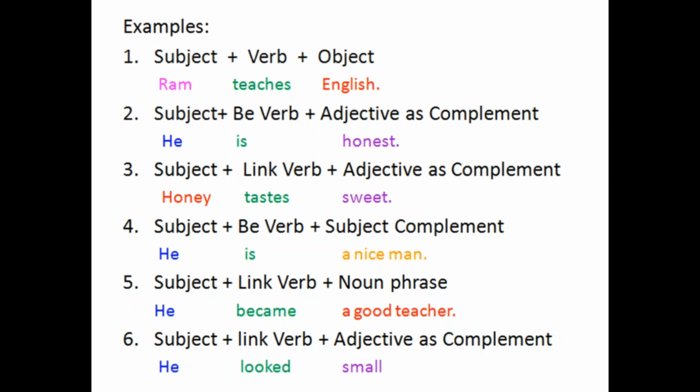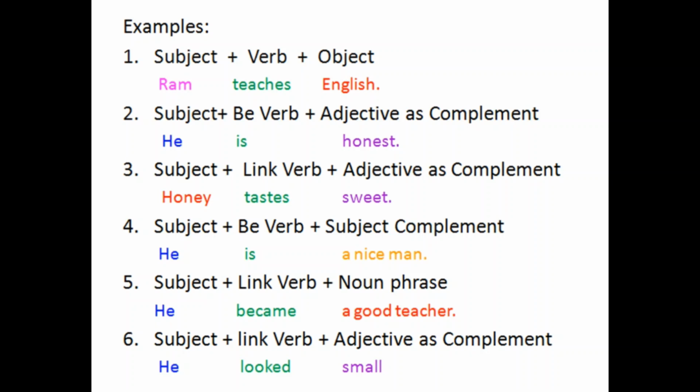Next, subject plus be verb plus adjective as complement. He is honest. Here he is the subject, is the be verb, honest is an adjective. Next, subject plus link verb plus adjective as complement. Honey tastes sweet. Next, he is a nice man. Here subject plus be verb plus subject complement structure is followed. Next, he became a good teacher. Here subject plus link verb plus noun phrase structure is followed.